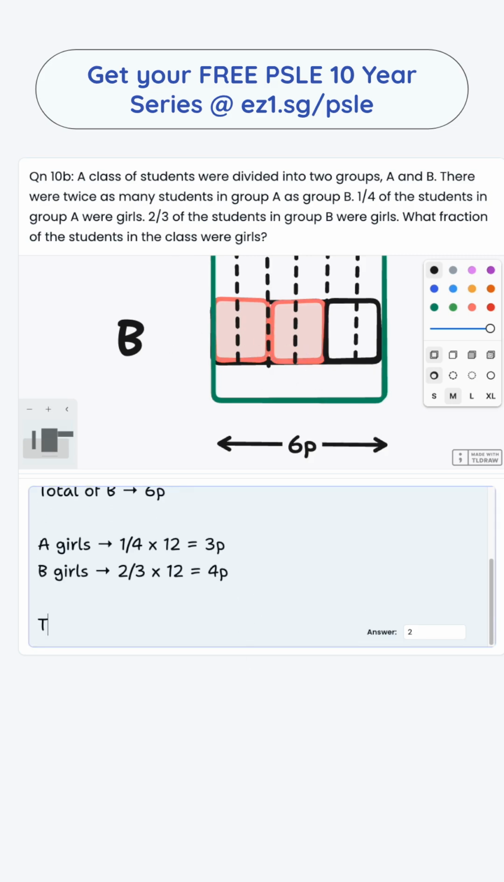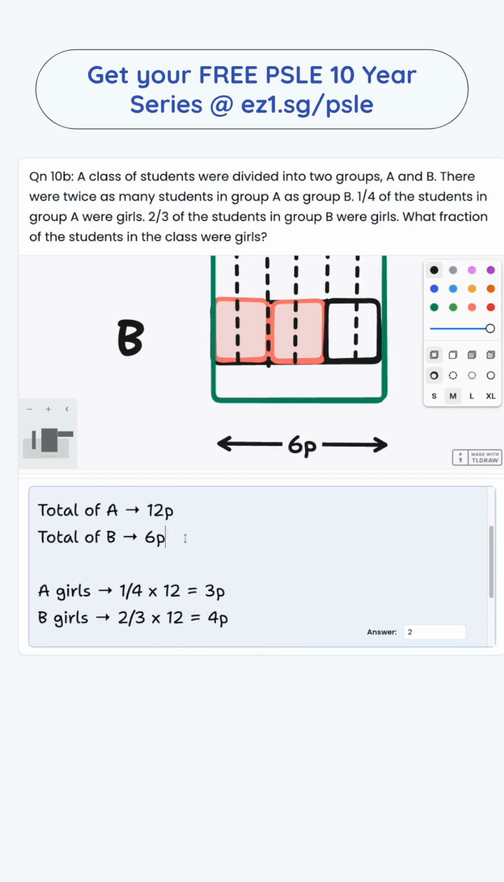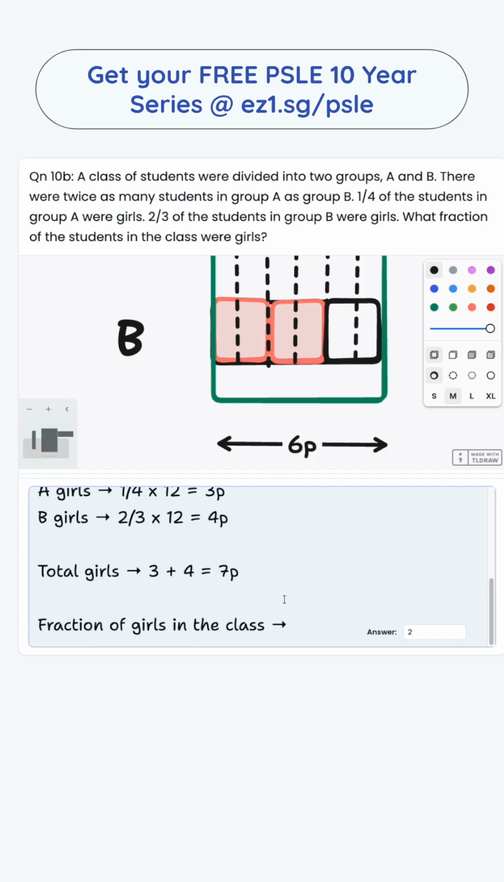So that means total girls is equal to 3 plus 4, which is equal to 7 parts. So the fraction of girls in the class is equal to, we have the total, so we also write total of students is actually 12 plus 6. This gives us 18 parts. So that means the fraction of girls is 7 out of 18 parts, right? And that's the answer.